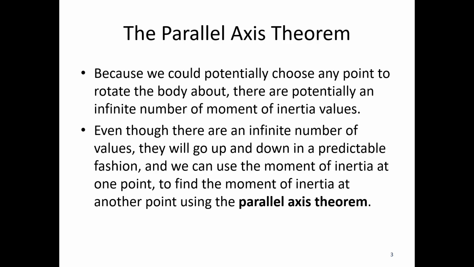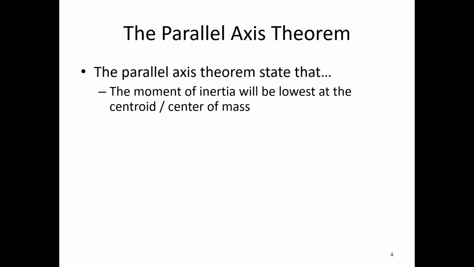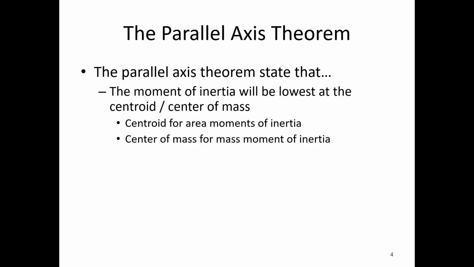So even though there's an infinite number of values, they're going to go up and down in a predictable fashion. And we can use the moment of inertia at one point to find the moment of inertia at another point using something called the parallel axis theorem. The parallel axis theorem states that the moment of inertia is going to be lowest at the centroid or center of mass value. So lowest at the centroid for an area moment of inertia, lowest at the center of mass for a mass moment of inertia.